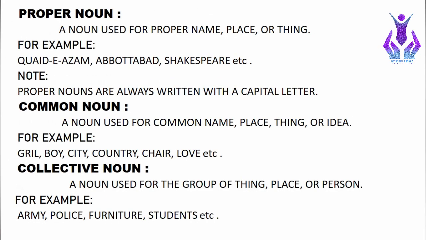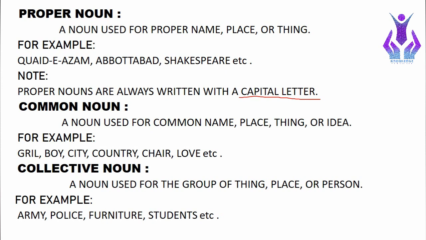A noun used for a proper name, place, or thing. When we call something proper, something major, that is a proper name, place, or thing, that is a proper noun. For example, Qaid-e-Azam, the name of a famous personality, Abbottabad, Shakespeare, etc. These are called proper nouns. And one more important thing, proper nouns are always written with a capital letter. We cannot write a proper noun with a small letter, whether it comes in the middle of a sentence, in the beginning, or in the end.